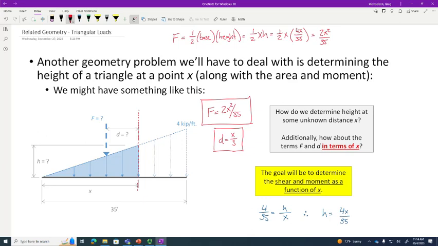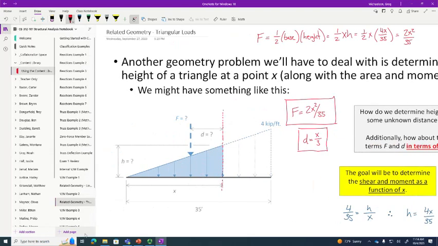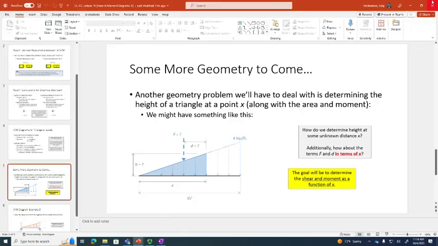So if I cut a section at some distance x away from this support, I can take this triangular load and idealize it as a single concentrated force that's 2x squared over 35, and the distance from the section cut is x over 3. Is that okay? That's not incredibly challenging, right? Okay. I want that part to be clear because we're about to do an actual problem, and I want to make sure that part is simple. Sound good? All right.